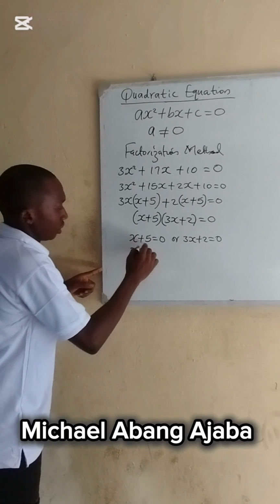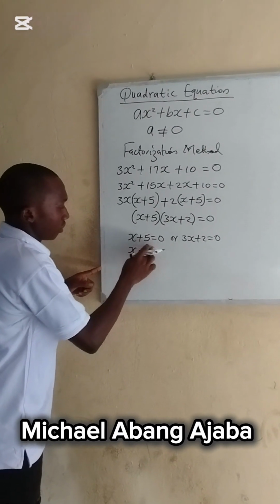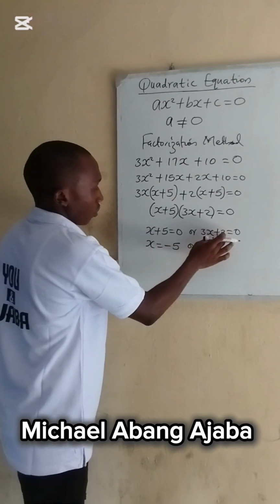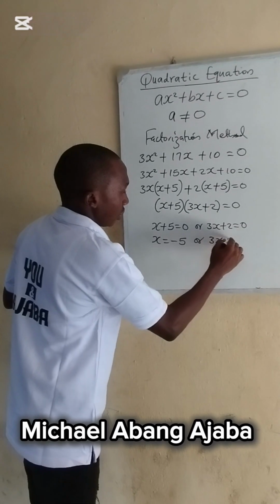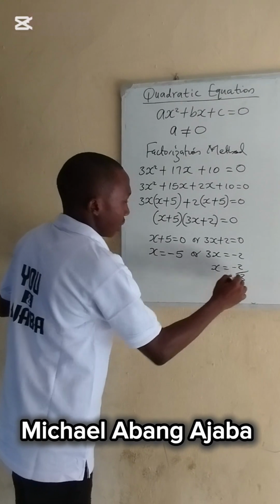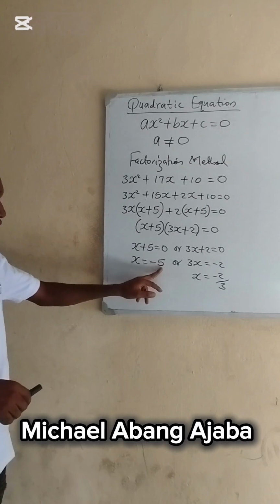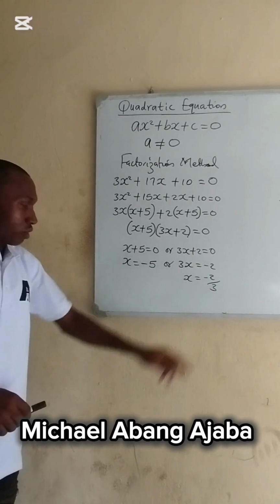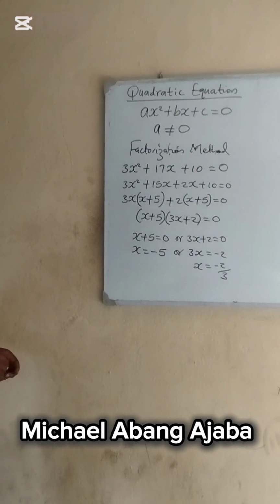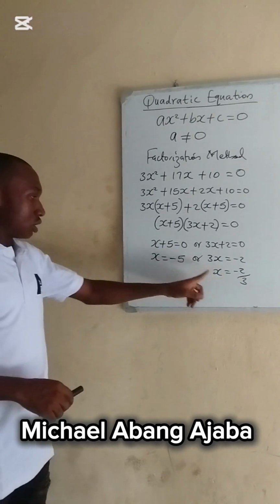And from here, we have x equal to, if you subtract 5 from both sides, you have minus 5 here as the value of x. Or if you subtract 2 from both sides, you're going to have 3x equal to minus 2, meaning x equal to minus 2 over 3. So the roots of this quadratic equation here are minus 5 and minus 2 over 3. We refer to these two values as the roots, or we call them the zeros of the quadratic equation. Why do we call them the zeros of this quadratic equation?